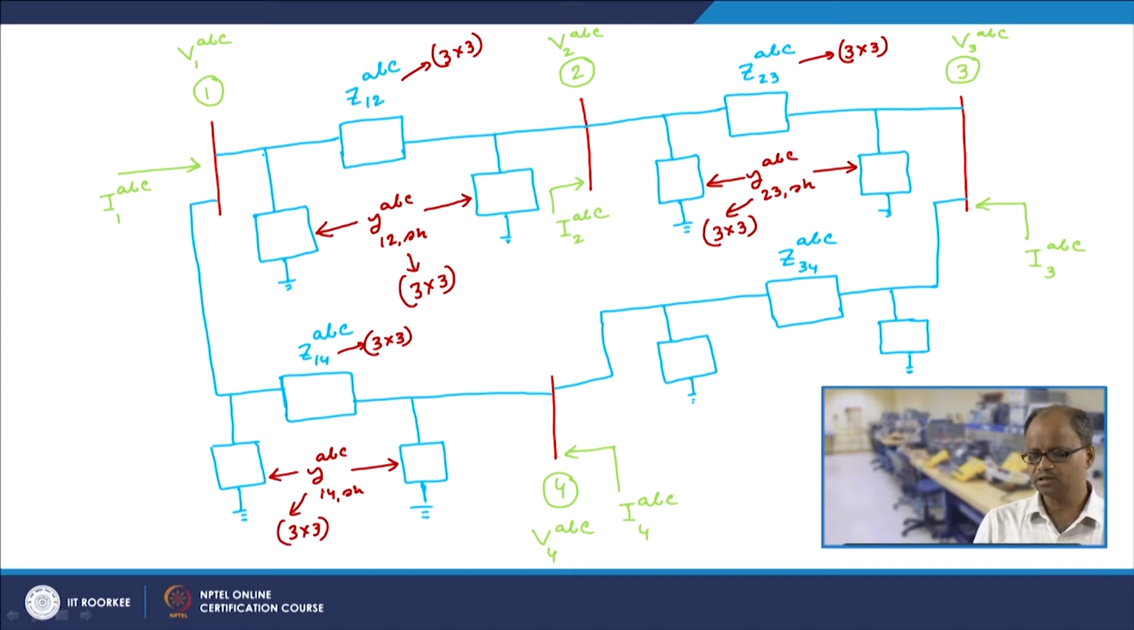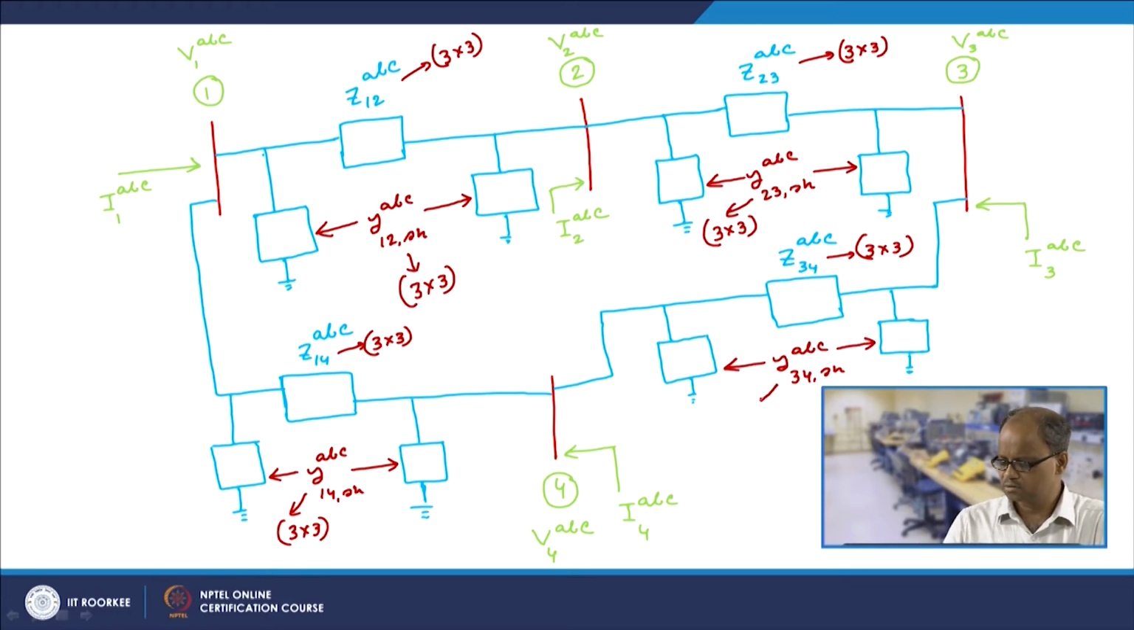We are assuming that each and every line has all these 3 phases. Theoretically, some lines can have 2 phases, some lines can also have 1 phase, and in that case also this analysis can be carried out, but so far we are neglecting this, because it would make the analysis a little more complicated. So this is also a 3 cross 3, and this is Y34 shunt ABC. This is also a 3 cross 3 matrix.